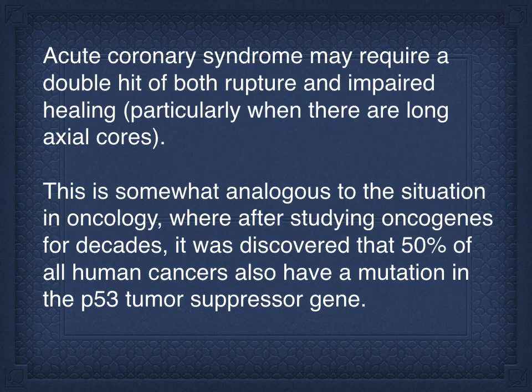Acute coronary syndromes may require a double hit of both rupture and impaired healing. And this is first tissue healing, and secondly, we feel strongly that long axial cores or shafts predispose to poor healing. The situation is somewhat analogous to oncology, where after studying oncogenes for decades, it was discovered that 50% of all human cancers also had a mutation in the p53 tumor suppressor gene.